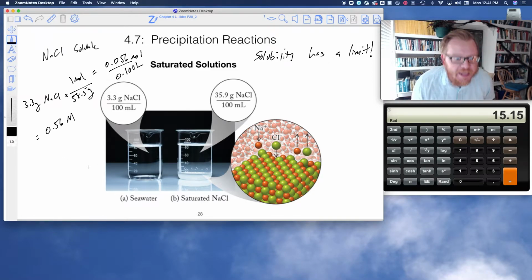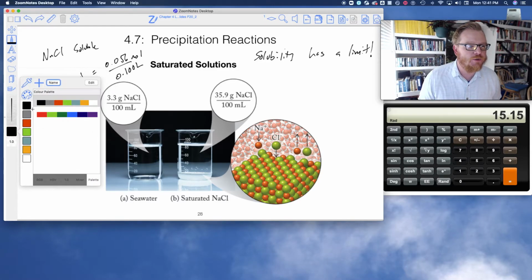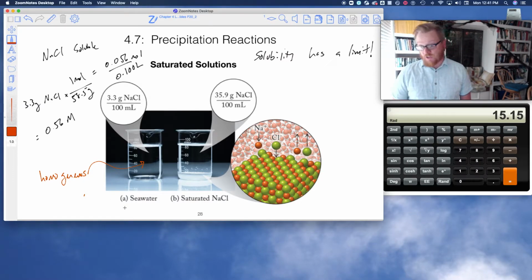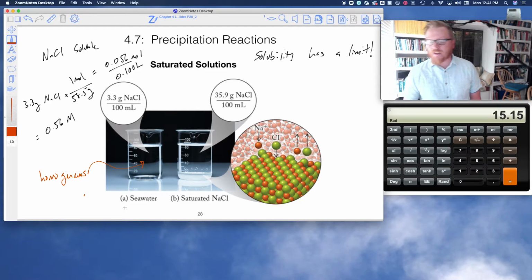And you notice when you look at this, it's homogeneous. Just by looking at it, you would have no idea that there's salt in it, right? It looks like one continuous fluid solution, or it just looks like pure water.